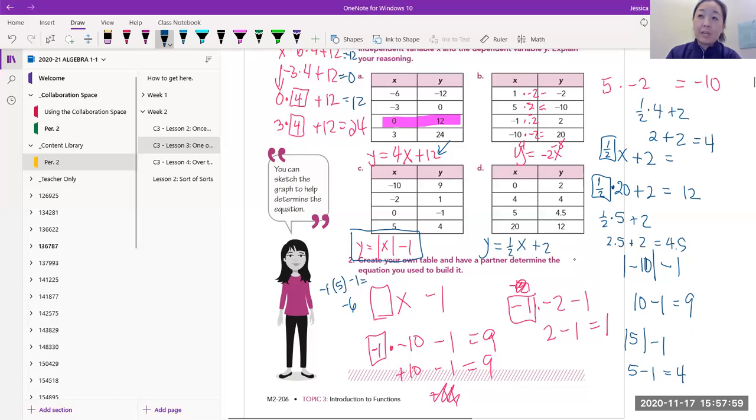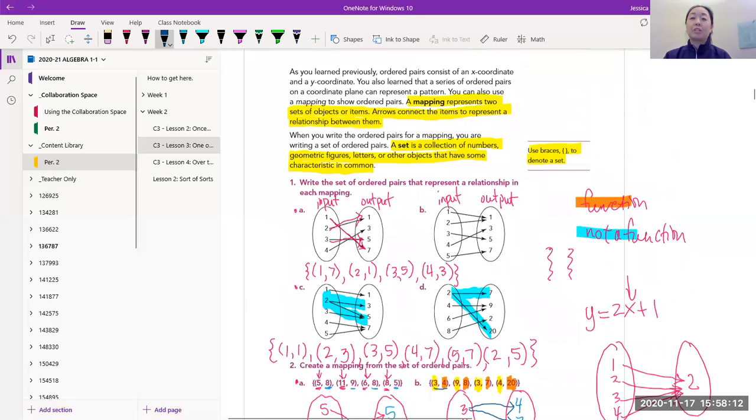Another way you could have done that is just go x divided by 2 plus 2. And that equals y. It's the same thing. Okay. All right. So there's that. And then we went on to this new stuff here.